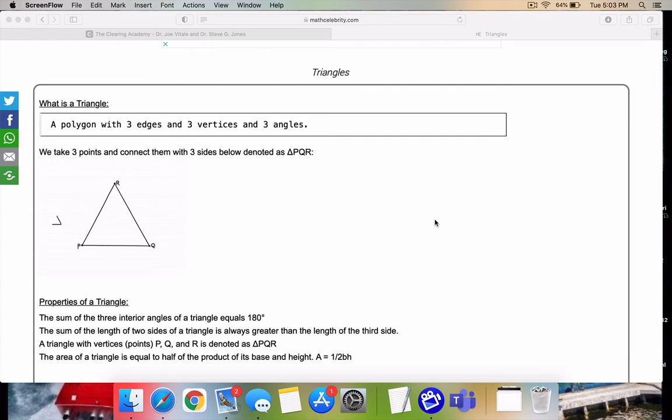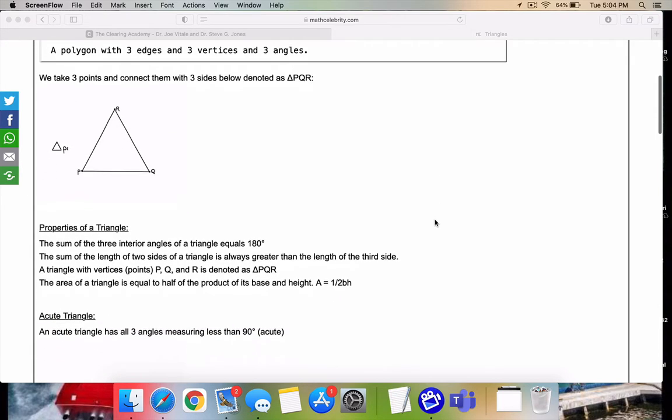In the next few minutes, I'm going to walk you through what is a triangle, properties of a triangle, and the various types or classifications of triangles. So let's get started. What is a triangle? A triangle is a polygon with 3 edges, 3 vertices, otherwise known as points, and 3 angles.